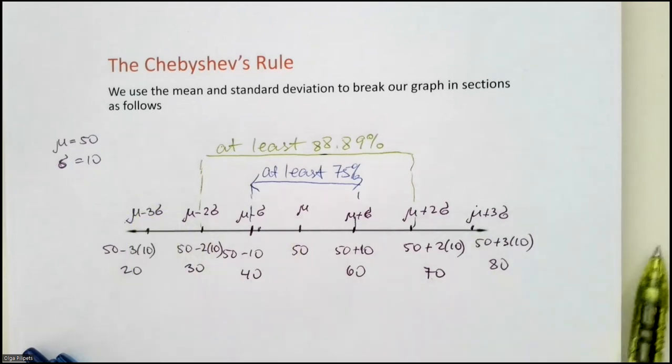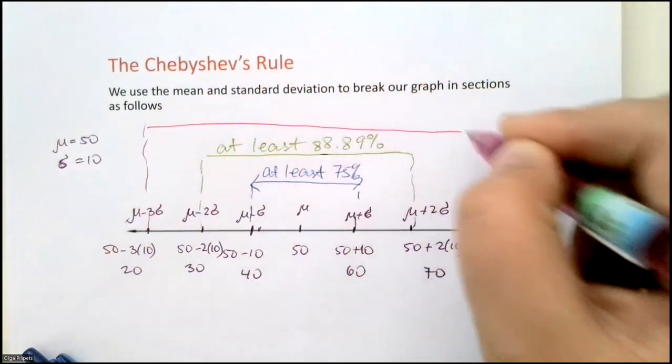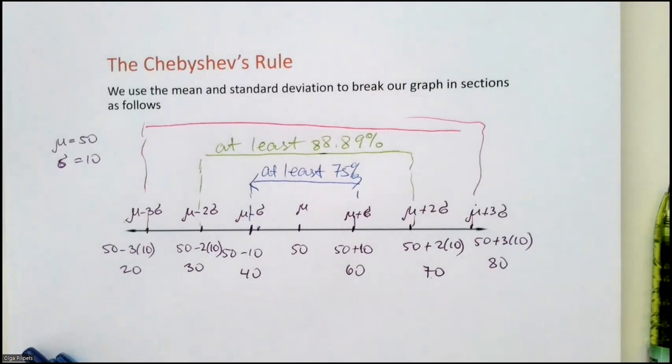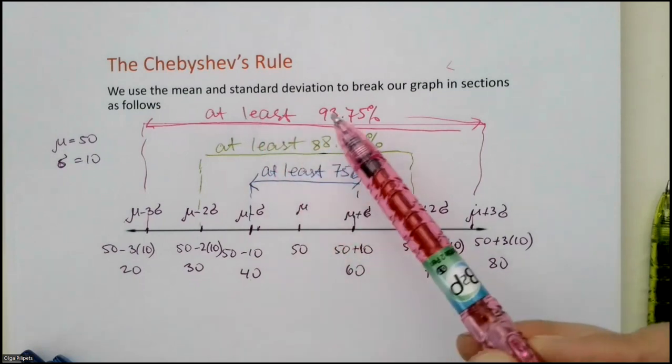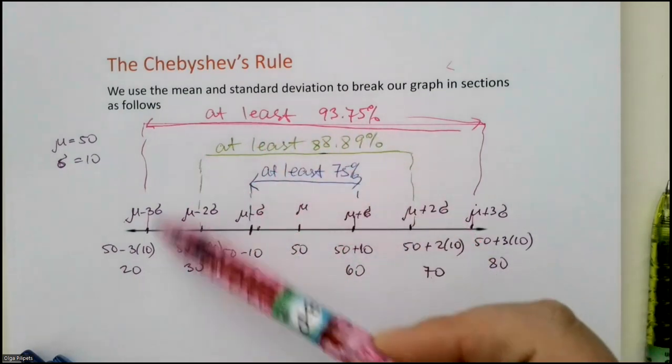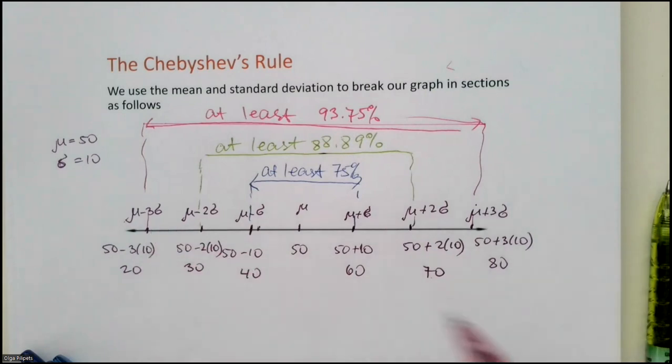And if we step out even more to 3 standard deviations away from the center of this distribution, then we're going to have at least 93.75% of the data between those values. And the values are between 20 and 80. So that's the significance of the measuring stick, so to speak, or standard deviation.